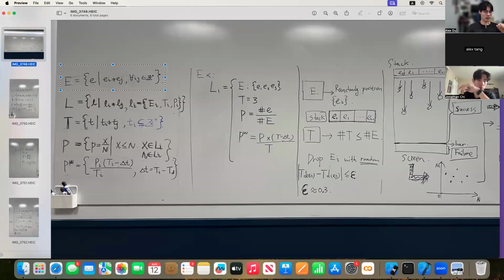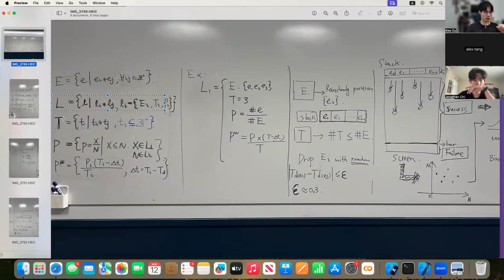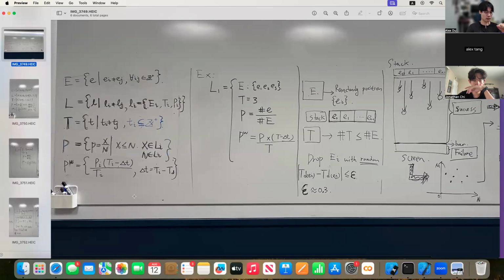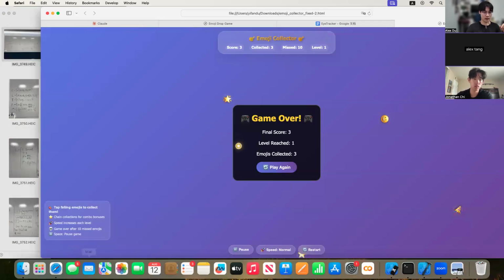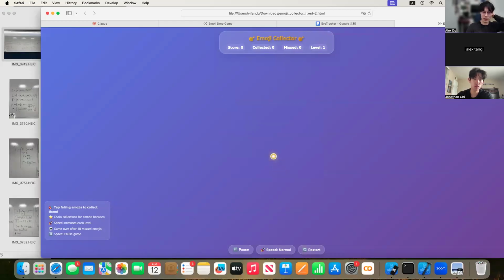So E represents the number of emojis, L is the levels, T is the time at each level. These are very important, as is the successful rate. X represents the number of emojis collected, N is the total number. And then we also have a weight. That simply means if the user can collect all the emojis within the time, the user is doing it faster, basically no miss.